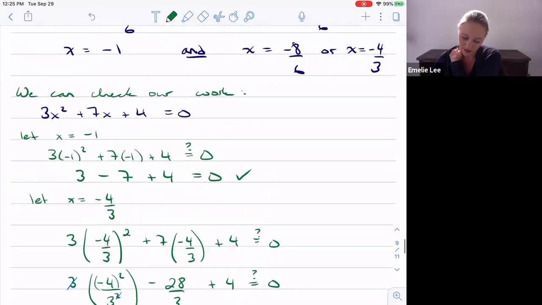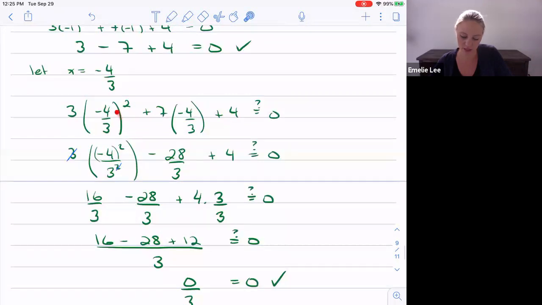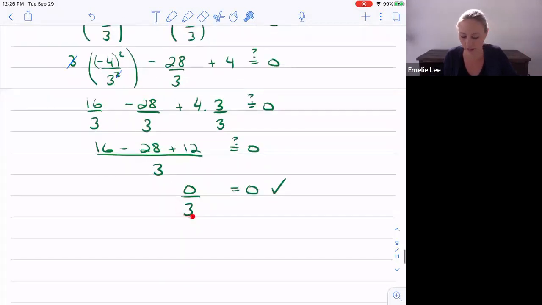So a little bit longer, right, than the first one that we did, where 0 just falls out. Here we had to work for a little bit. We had to make use of things like multiplying fractions, adding and subtracting fractions, right? So we need to be really, really good at all that kind of stuff. And then eventually 0 divided by 3 is 0. So they're both actual solutions.